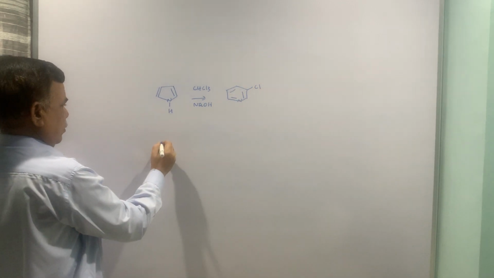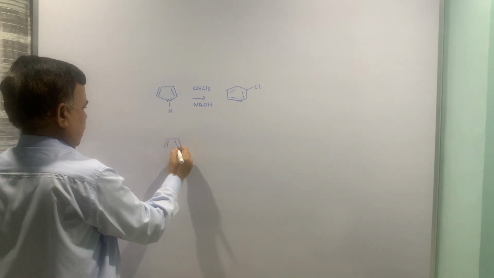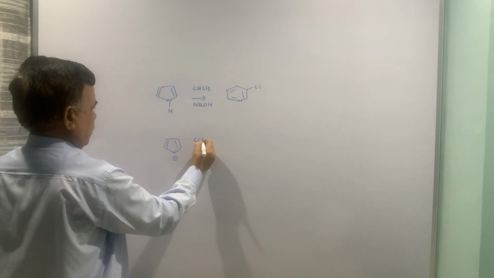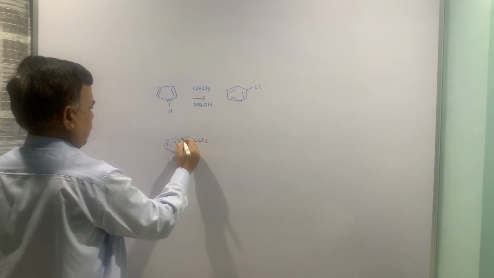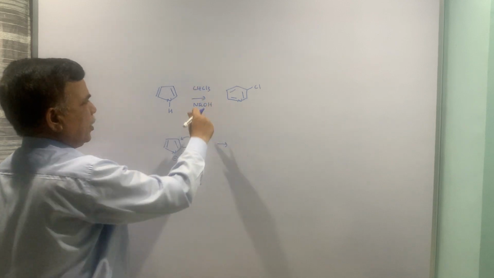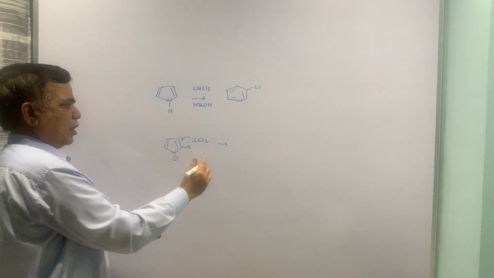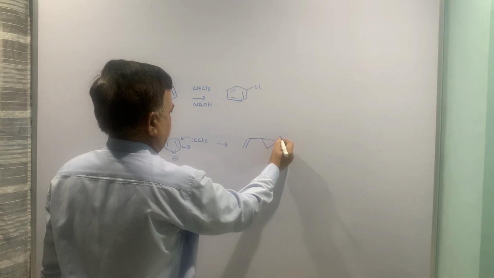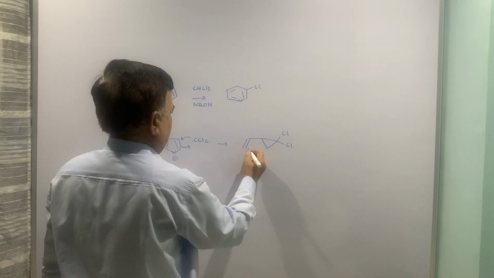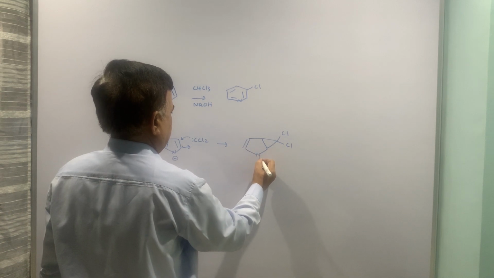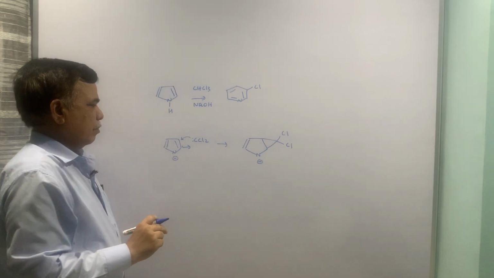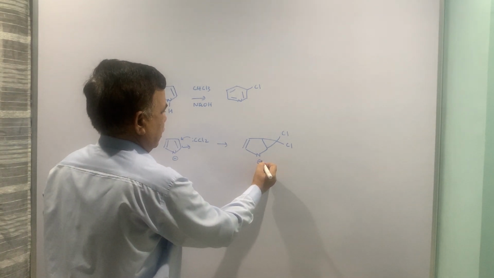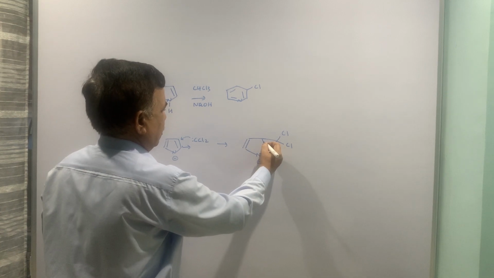So this one, initially what happens is chloroform interacts with NaOH and you get chlorocarbene. That chlorocarbene adds to the pi bond of this pyrrole species, and then you can show this way or that way, no problem.